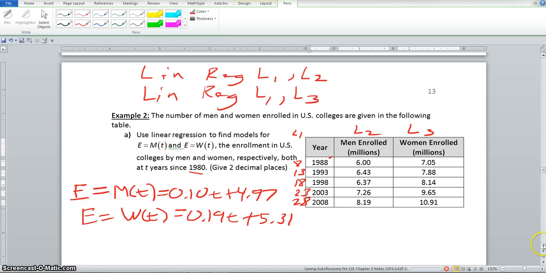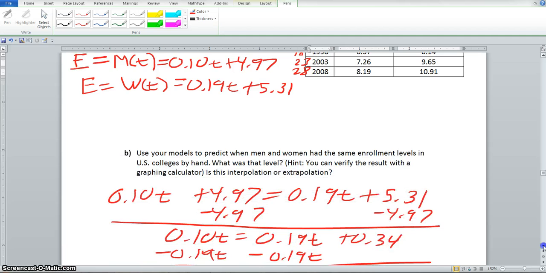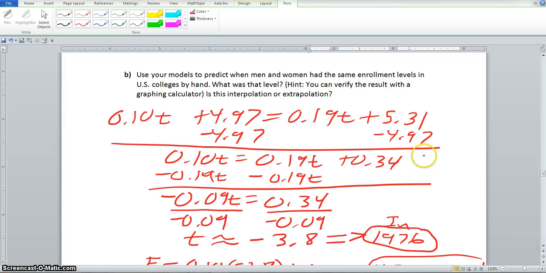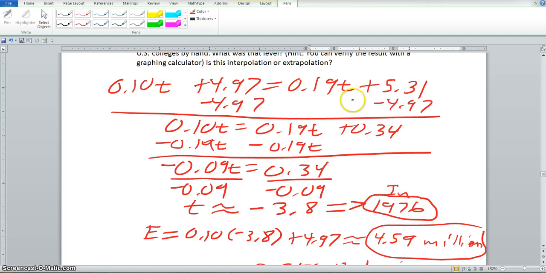Okay, now we scroll down to the last problem here. It's B. It says use the models to predict when men and women had the same enrollment levels in U.S. colleges by hand. What was the level? Hint, you can verify the result with the graphing calculator. Is this interpolation or extrapolation? Okay, so we would set both of these equations equal to each other, the equations that you got in A. And then we would solve for t.